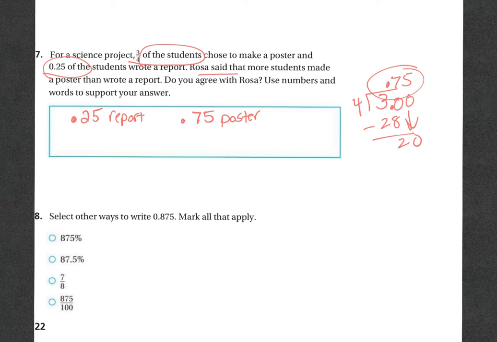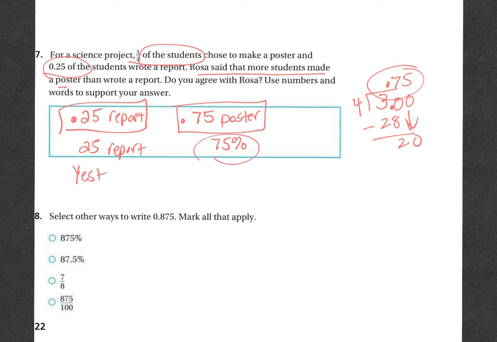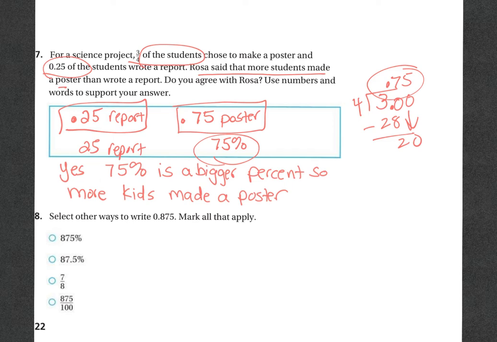Rosa said that more students made a poster. So this is my poster, right? So 75% of the kids made a poster, and 25% of the kids made a report. So yes, that is true, right? Because 75% is definitely a bigger number. So it is a bigger number, and more kids therefore made a poster.